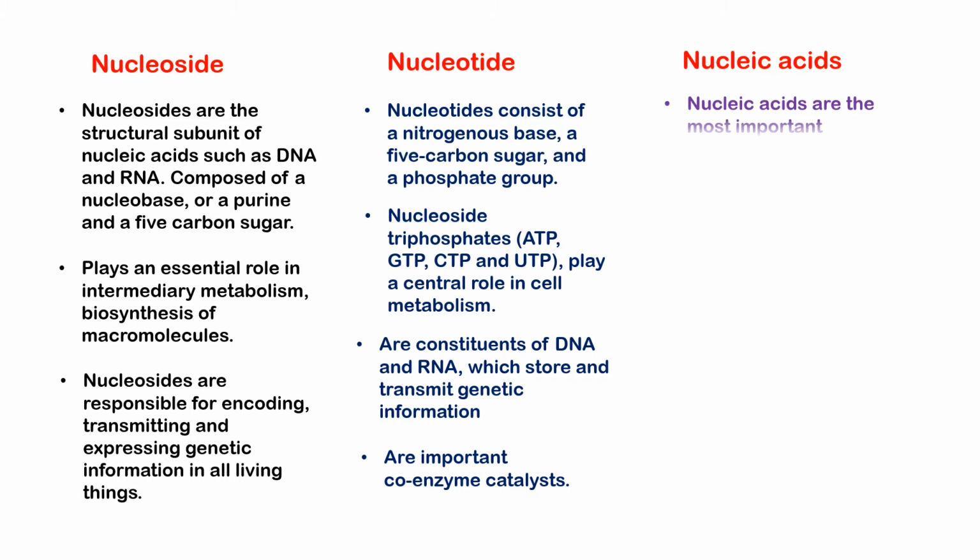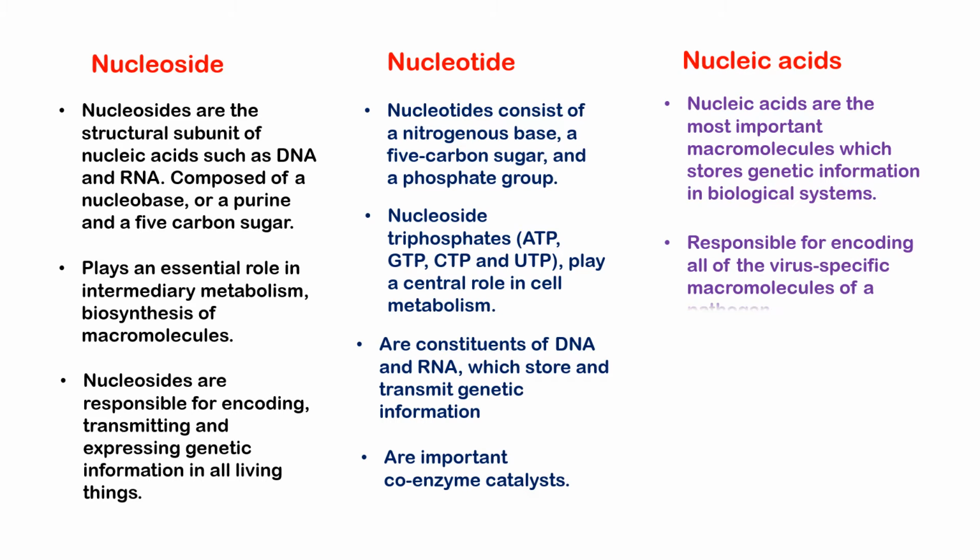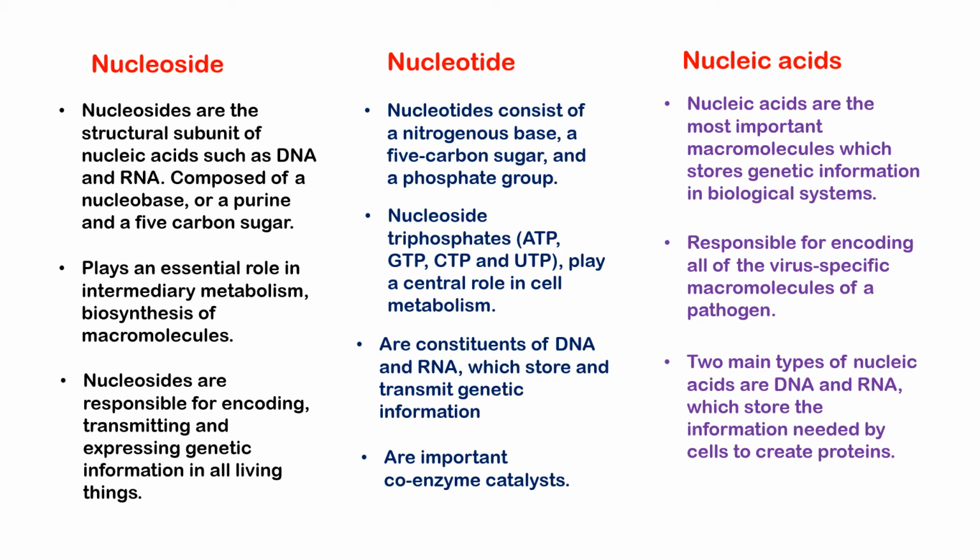Nucleic acids. Nucleic acids are the most important macromolecule which stores genetic information in biological systems. They are responsible for encoding all the virus-specific macromolecules of the pathogen. There are two main types of nucleic acid, which are DNA and RNA. These store the information needed by cells to create proteins.